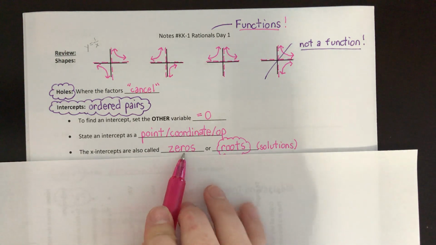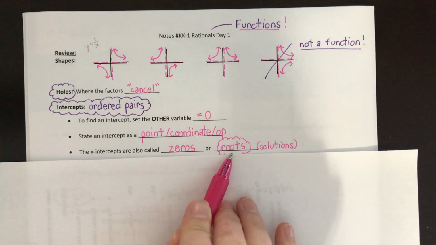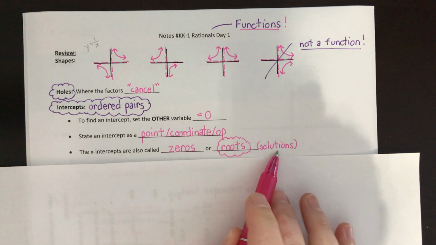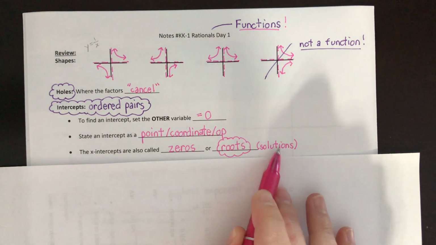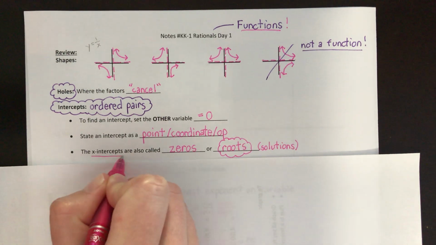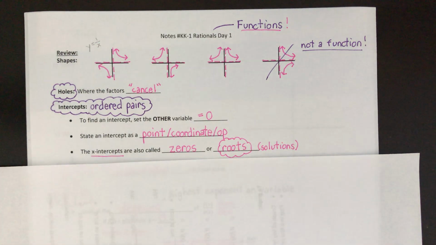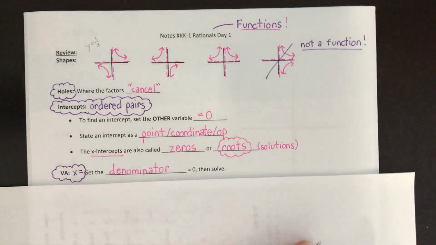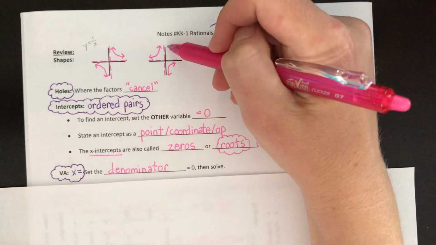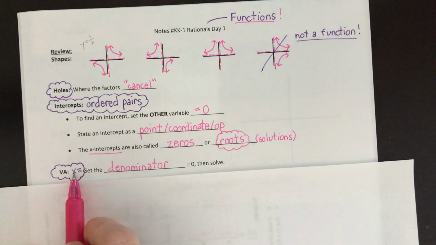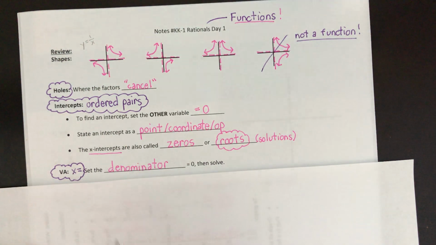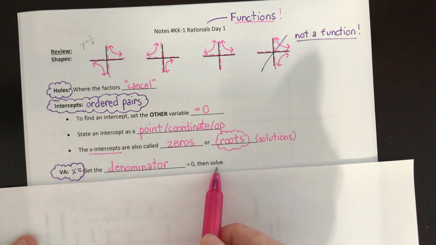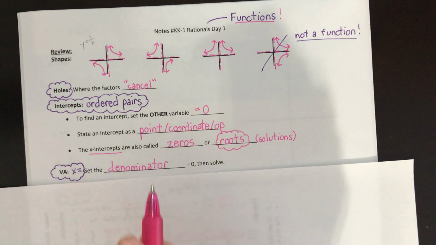X-intercepts are also called zeros, so you can see them be called zeros or roots. We're probably going to hear roots more often, but just be aware you could see zeros, could see roots. You might even see solutions sometimes. So those are all words to describe x-intercepts only. Okay, so VA stands for vertical asymptotes. So your vertical asymptotes are written in the form x equals a value. Set the denominator equal to 0, then solve to find vertical asymptotes.